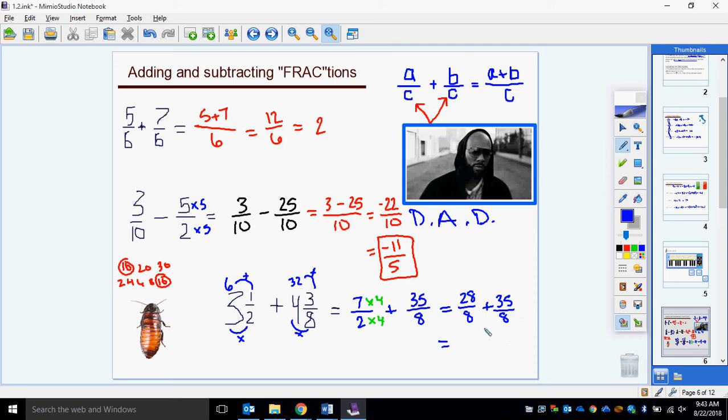So I need to add 28 and 35. So I get 63. And I don't want to add the 8s. Do not add denominators. 63 over 8, which can reduce into a mixed number, but we don't want to change it into a mixed number. I like improper fractions, so you don't really have to do anything here. There's not a number that goes into 63 evenly and also goes into 8 evenly.